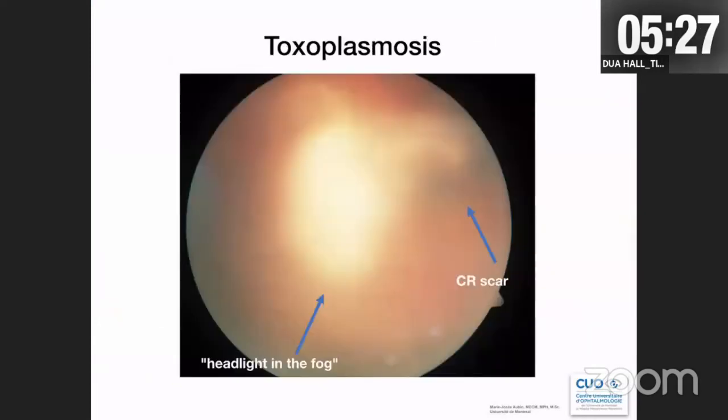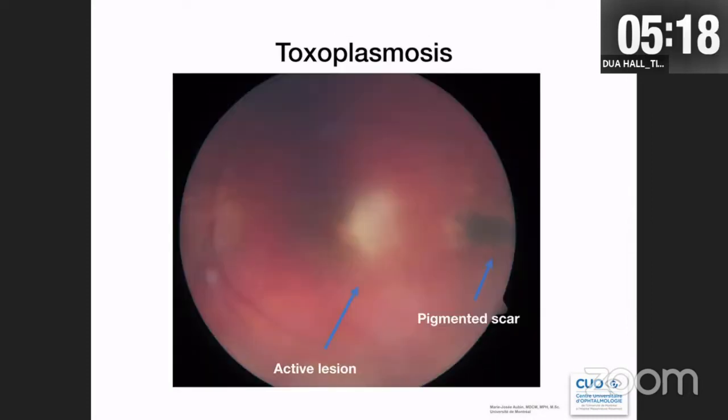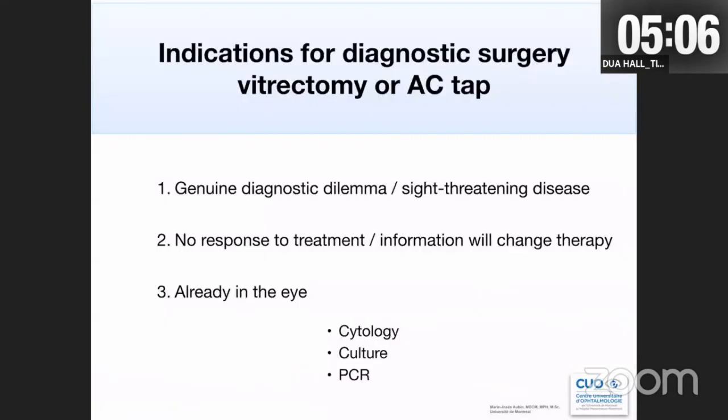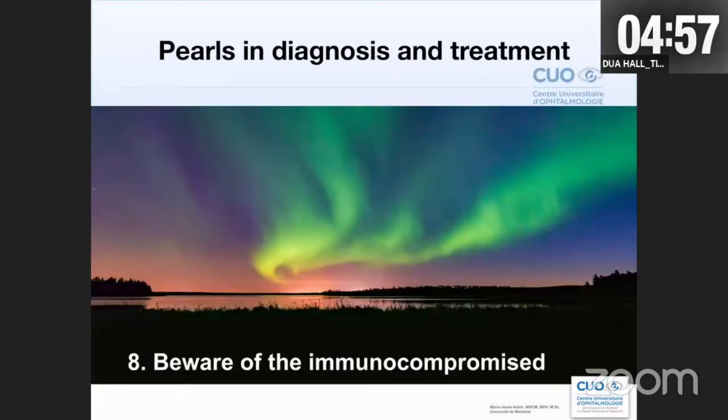You can rely on some clues, such as a chorioretinal scar near a new area of active lesion, and also response to antitoxoplasmosis treatment. But sometimes you have no such clue, no such scar, and it can be very difficult to distinguish ARN from toxoplasmosis. So do go ahead and perform an AC tap or diagnostic vitrectomy when in doubt.